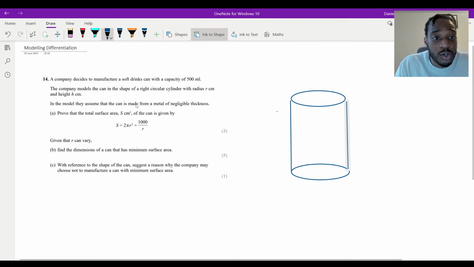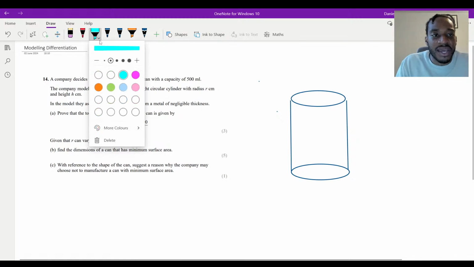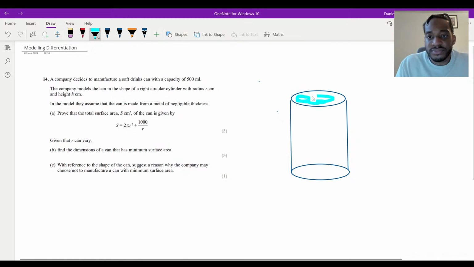I will need to prove that the total surface area is equal to that here. So firstly, we're dealing with a surface area. How many surfaces do we have? We've got this one here. That's a circle. That's going to be pi r squared. I've got the exact same one on the bottom as well, another pi r squared here.